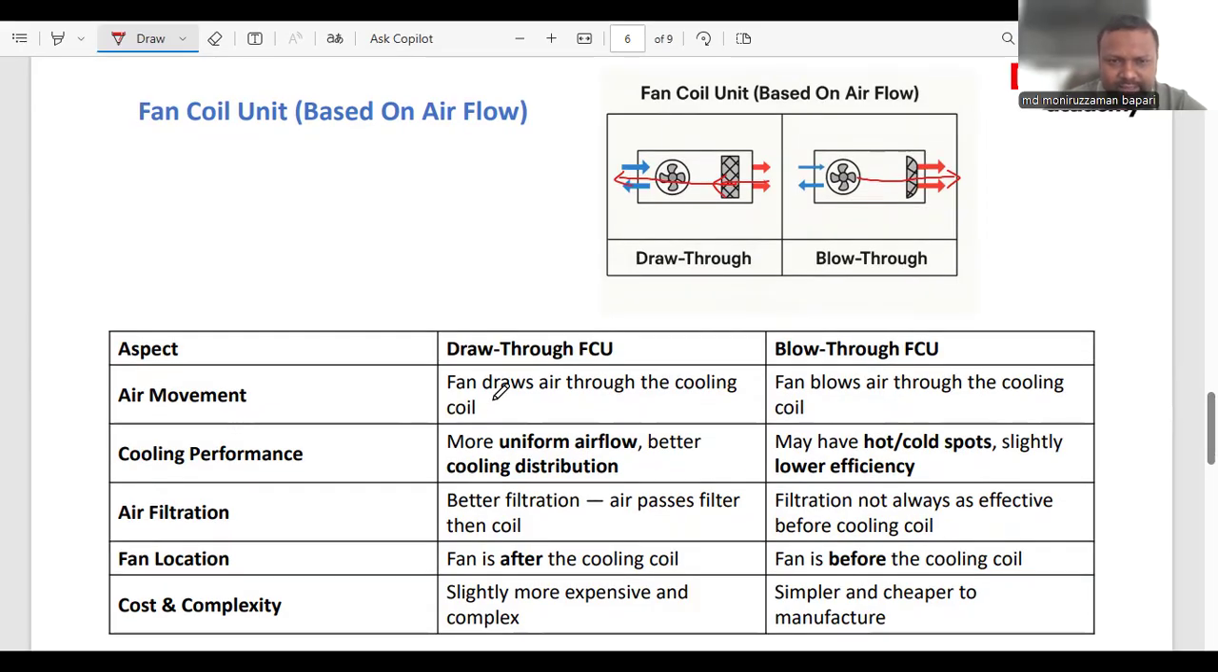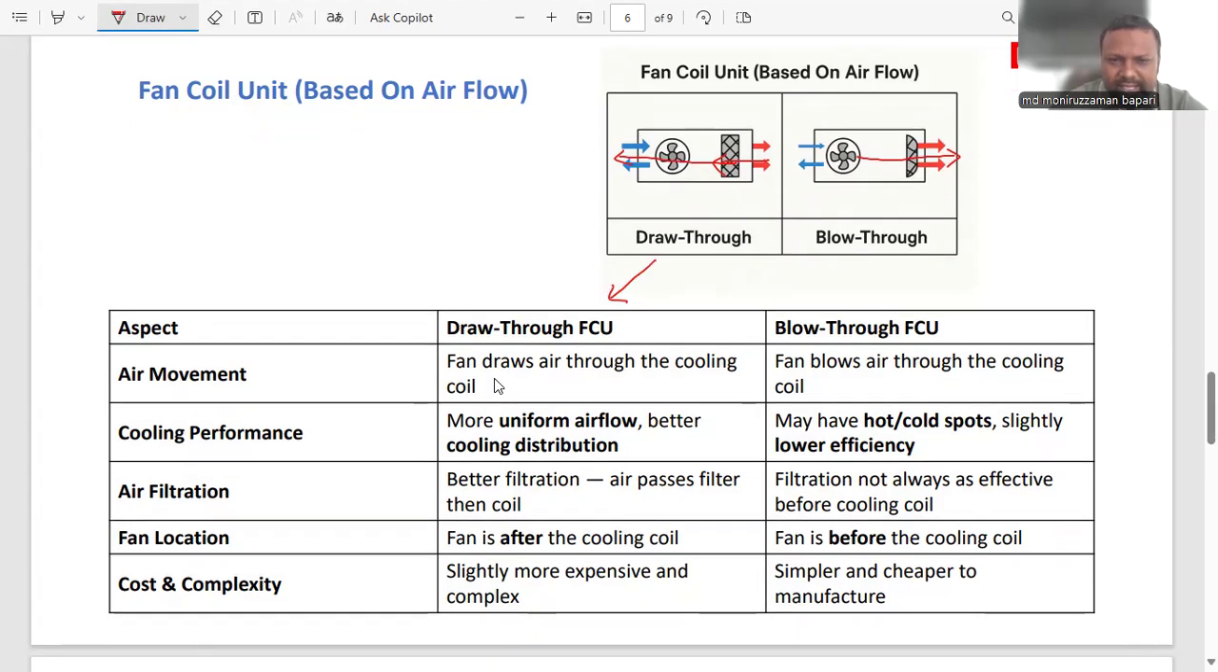Air movement wise, draw through, the fan draws air through the cooling coil. So here's the fan and the air is drawn through the cooling coil. The direction is from right to left like this one. Blow through, the fan blows air through the cooling coil. So there's a fan from left to right. Air is blown through the cooling coil. So the direction is different. Cooling performance, draw through provides uniform airflow and better cooling distribution.